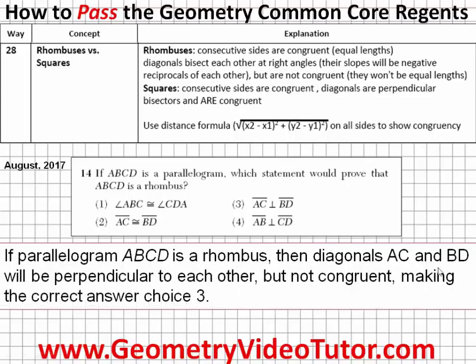All right, again, diagonals AC and BD will be perpendicular to each other, but not congruent, making the correct answer choice 3. See, AC and BD being congruent would be true for a square, but not for a rhombus. Okay, so that's 2 points on the August 2017 Geometry Common Core Regents.